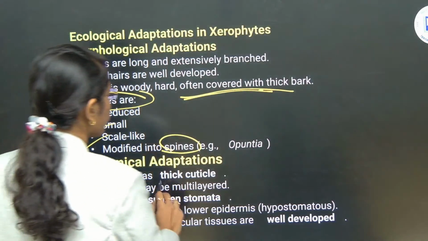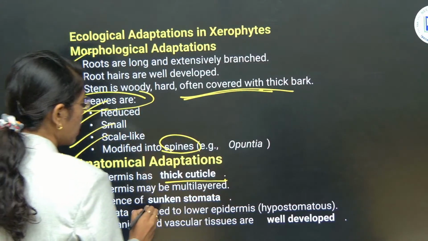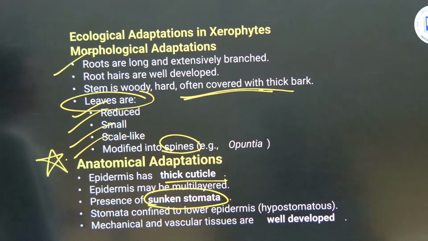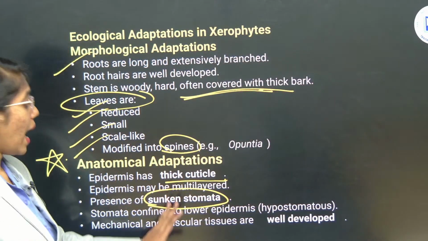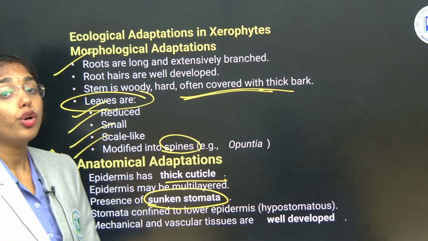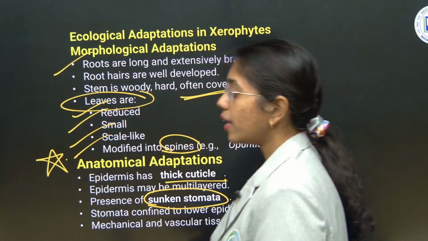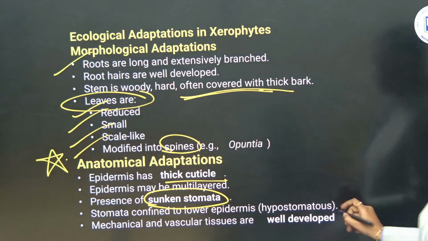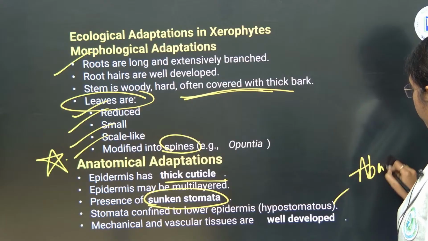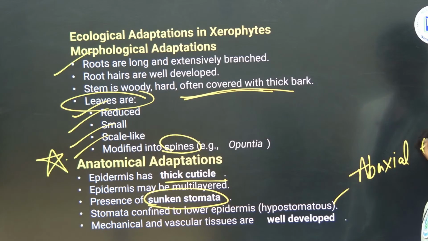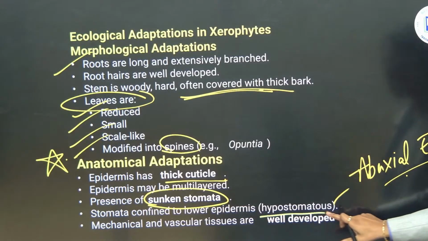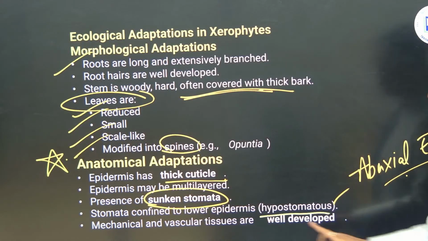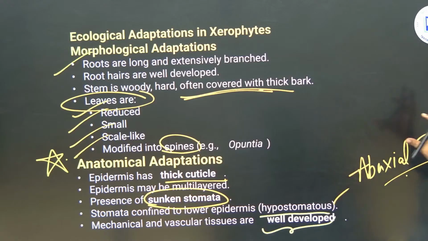The epidermis has a thick, multi-layered cuticle. There is a presence of sunken stomata, and stomata are on the lower surface to prevent transpiration. If the stomata are on the lower, abaxial epidermis, it is addressed as the hypostomatous condition. Mechanical and vascular tissue is well developed. So, these are the morphological and anatomical adaptations.